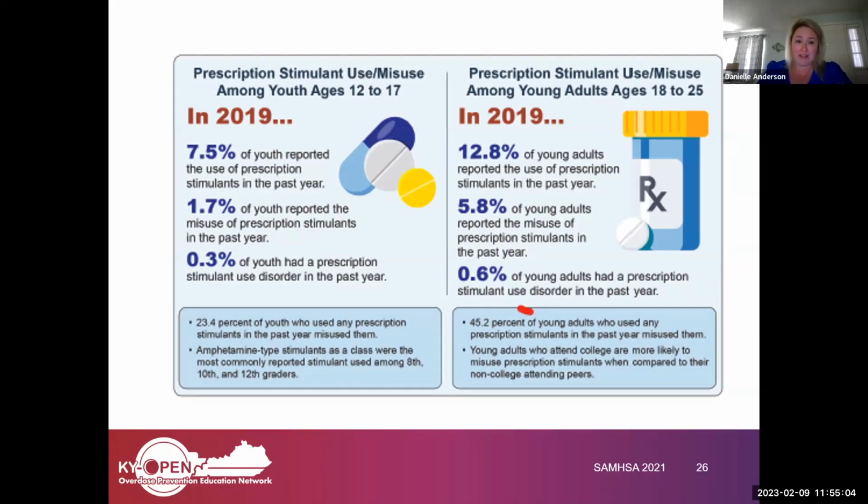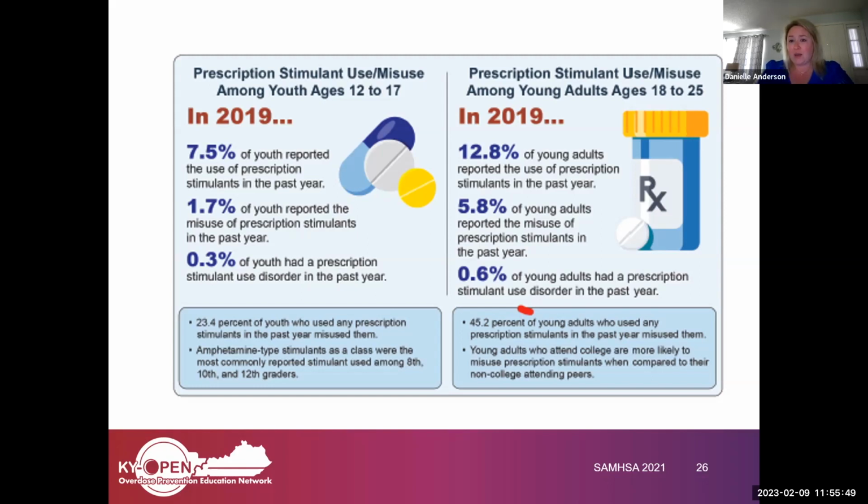Those are examples of prescription misuse. In 2019, 7.5% of youth reported use of prescription stimulants in the past year, and 1.7% of those youth reported misuse of stimulants in the past year, and about 0.3% had a stimulant use disorder. Looking at this a little differently, 23.4% of youth who had any prescription stimulants in the last year misused them. Amphetamine-type stimulants, which are often the ones prescribed, were most commonly reported used among 8th, 10th, and 12th graders.